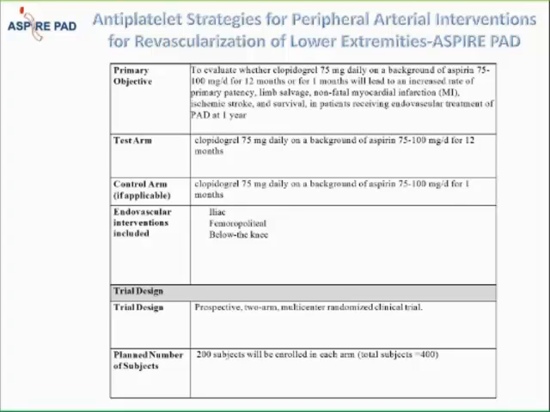So the primary objective is to evaluate whether clopidogrel 75 milligrams daily on a background therapy of aspirin for 12 months or for 1 month will lead to an increased rate of primary patency, limb salvage, non-fatal myocardial infarction, ischemic stroke, survival in patients receiving endovascular treatment of PAD at 1 year.